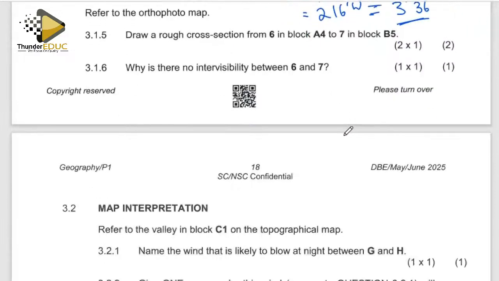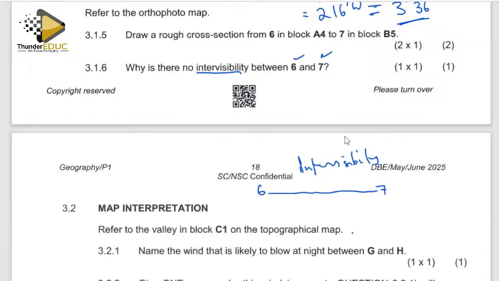Then, is there intervisibility? When you're talking of intervisibility, you are saying, can you see point 7 from point 6? So you check the nature of your cross-section. Let's say, for example, your point 6 is here and your point 7 is here, and your cross-section is giving something like this. It implies that it's a flat-lying area. It means in this area there is intervisibility. You are able to see 7 from 6.